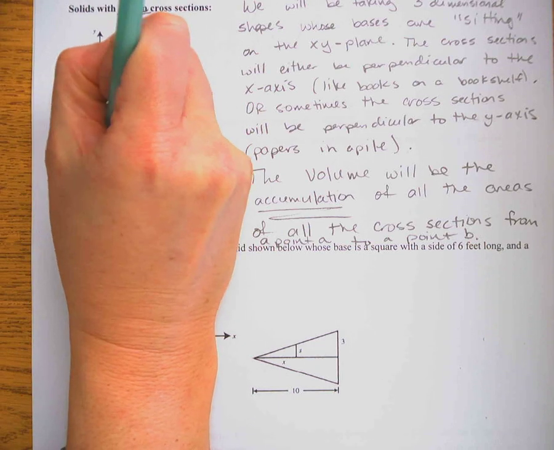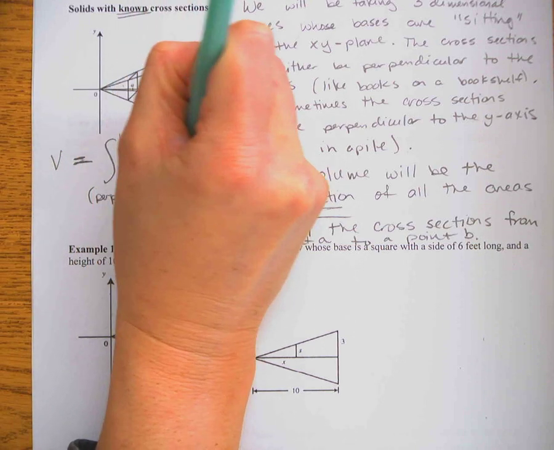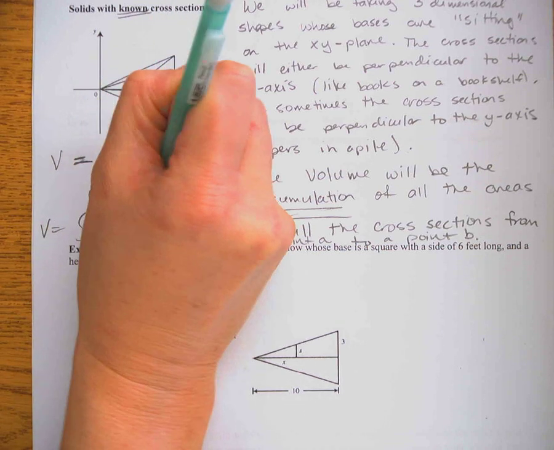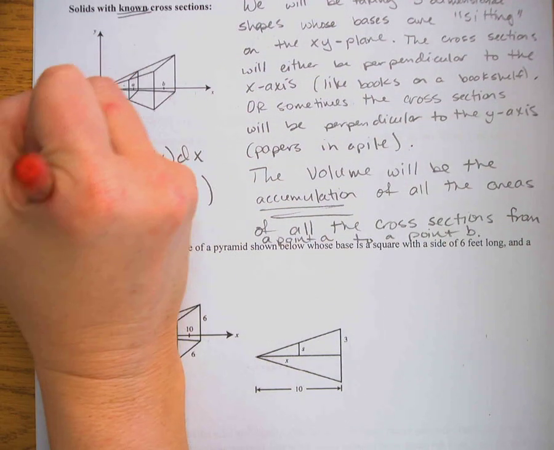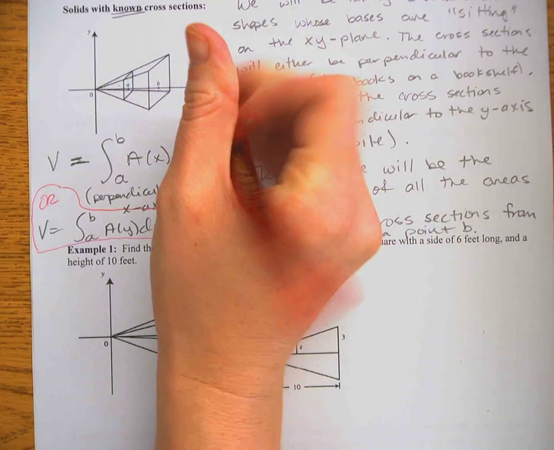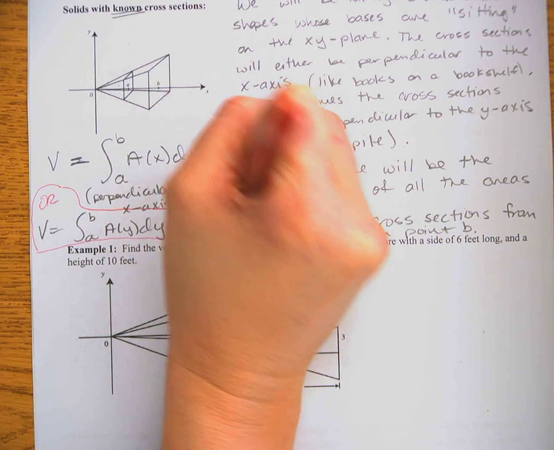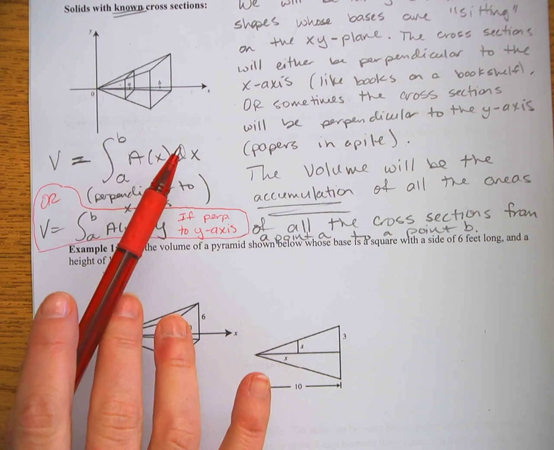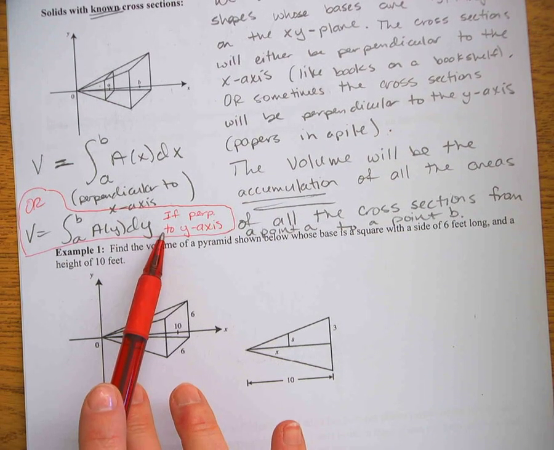It'll either be like this. This is if it's perpendicular to the x-axis. Or it'll be like this if it's perpendicular to the y-axis. So in other words, if it's perpendicular to the x-axis, like books on a bookshelf, you integrate with respect to x. If it's perpendicular to the y-axis, like papers in a pile, you integrate with respect to y.